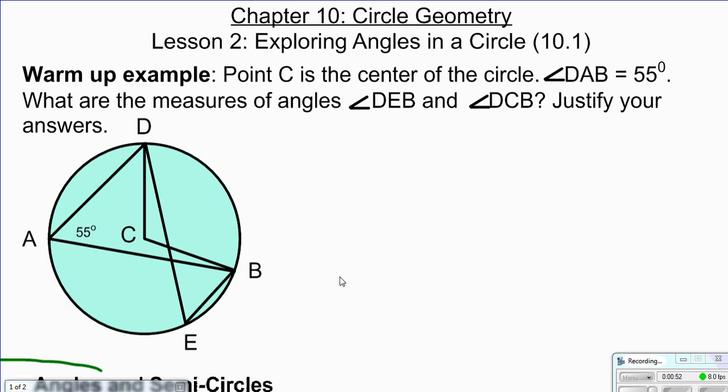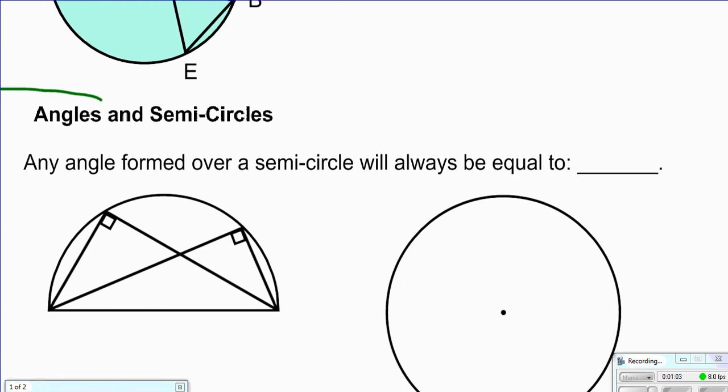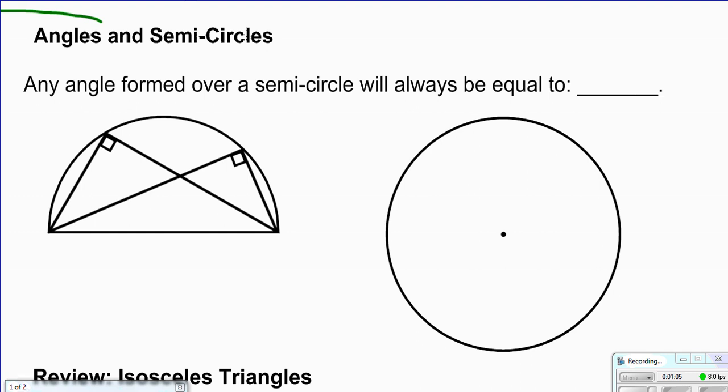Okay, first example is a review of the ideas from lesson 1. So I'm not going to do that with you, but we'll check it over together in class tomorrow. We're going to move here. Angles and semicircles. So we had one example at the end of the first lesson that looked at this, but I'm going to remind you of this again, that any angle formed over a semicircle will always be equal to 90 degrees. So it'll always form a right angle.